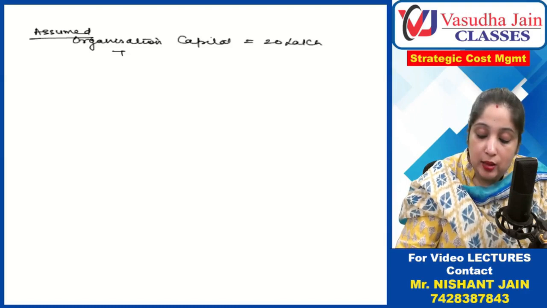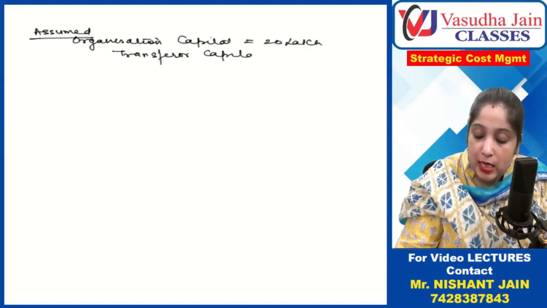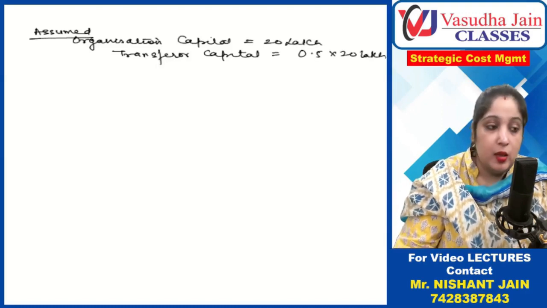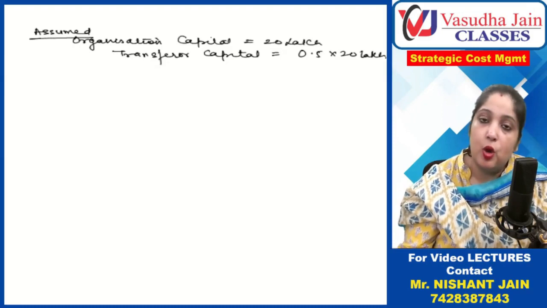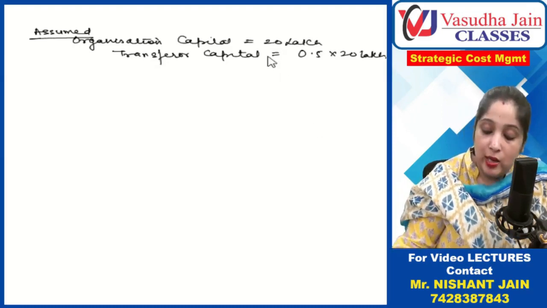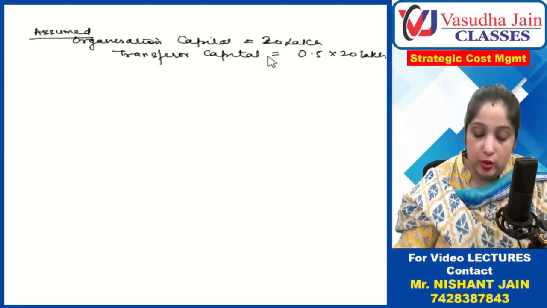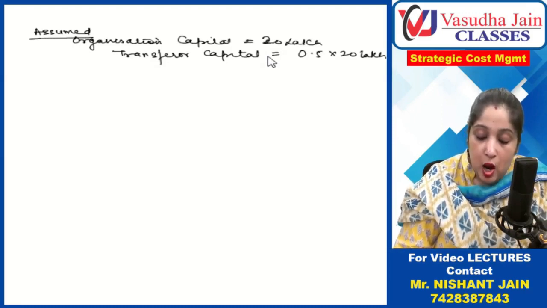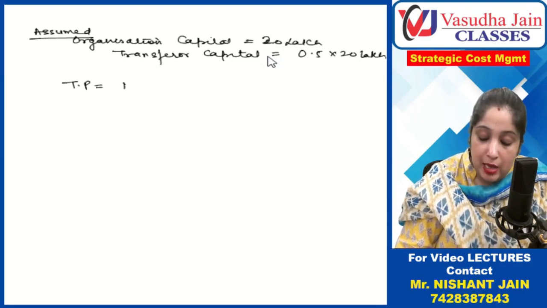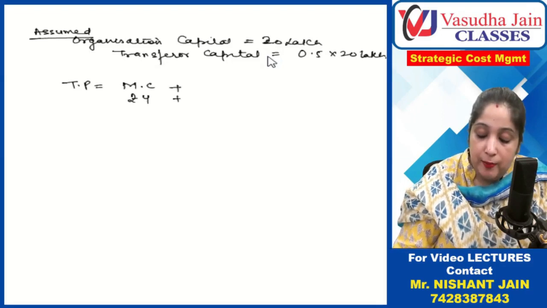So we assume that the transferor's capital is 50% of the same. This we are assuming. Otherwise, the other way also you can assume that this whole capital belongs to the transferor only. Okay. So how much transfer price do you have to keep? Marginal cost, which is rupees 4, plus 15% on capital employed.